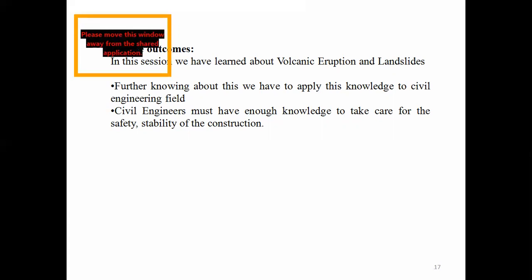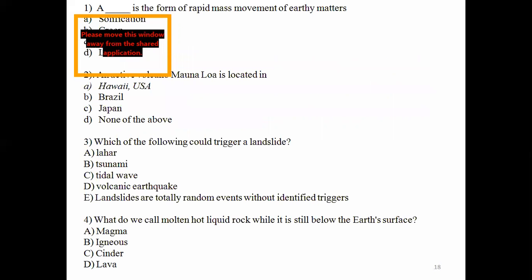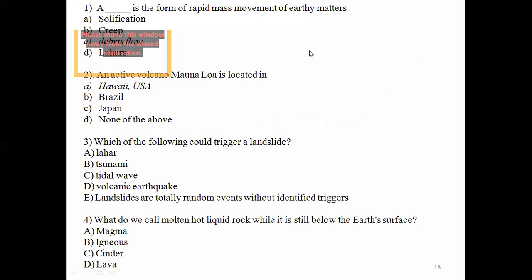These are the outcomes we expect after the points we have learned. Next, we are going to look at some multiple choice questions, and you have to answer all of them. Mass movement, the first one is soil reflection. An active volcano, Mauna Loa, is located in which area? Hawaii, US, Brazil, Japan, none of these.